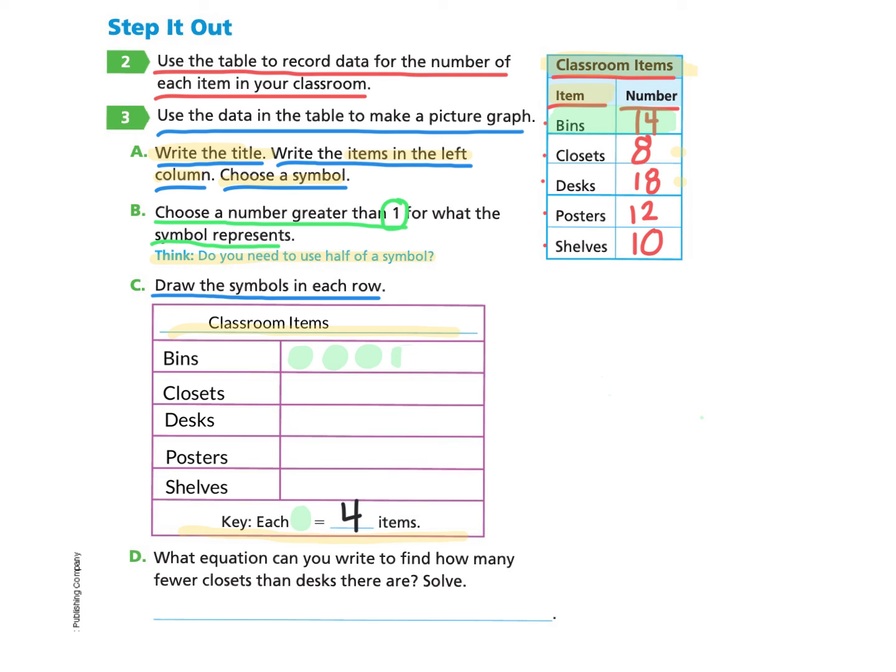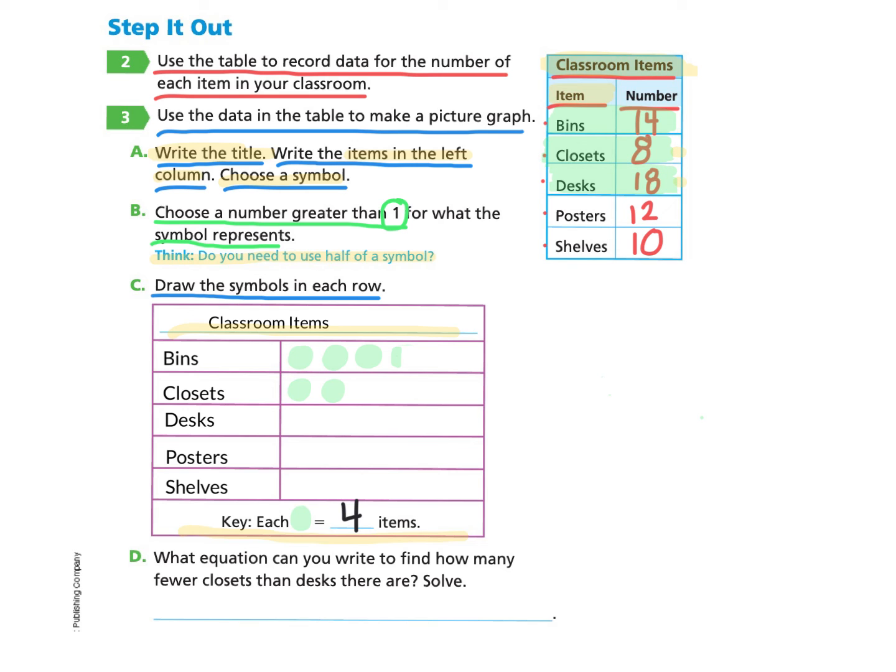Okay, now we take a look at the closets, and for closets there are 8, and so we can count by 4s, 4, 8, and we only need 2. So we'll draw in 2 symbols to represent the closets. Next, we will go to desks, which is 18.